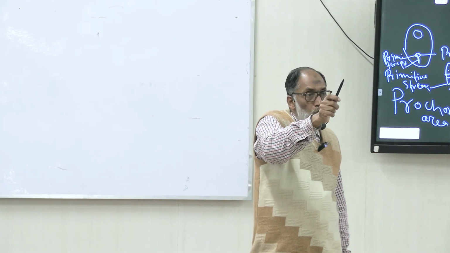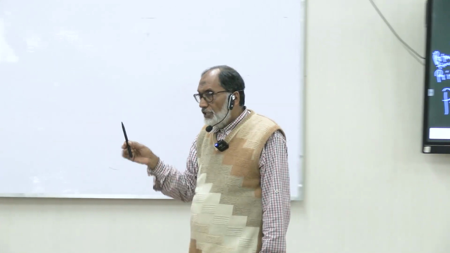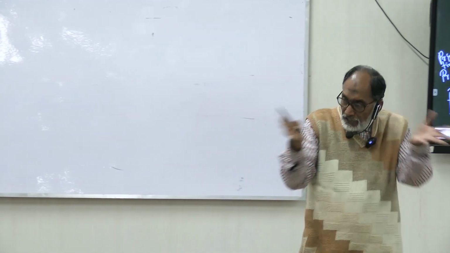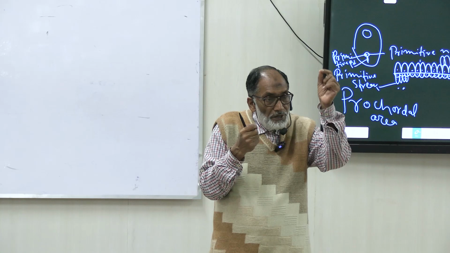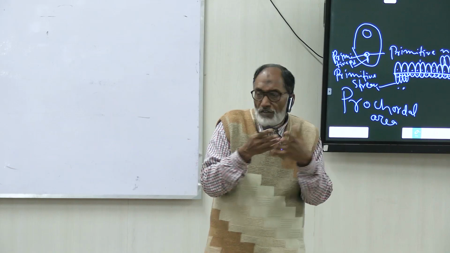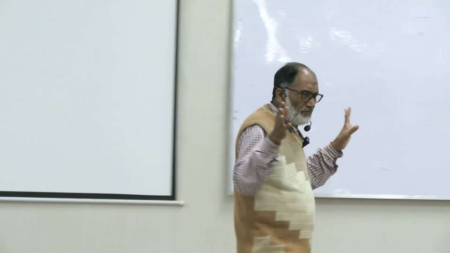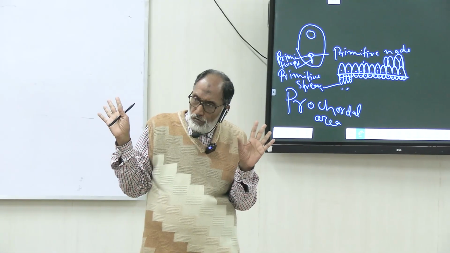Epiblast will give rise to these 3 germ layers: ectoderm, endoderm and mesoderm. If you are asked from which these 3 layers have come, they have come from epiblast. So epiblast will give rise to all the 3 germ layers. And from these 3 germ layers, all our body parts will develop. Every organ, every system will develop from the 3 germ layers. Is it clear?